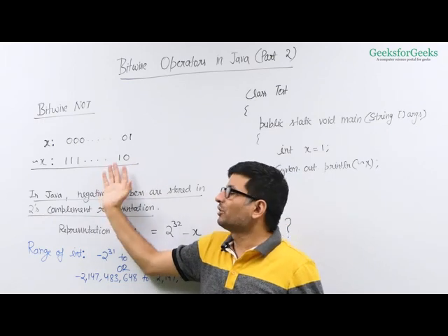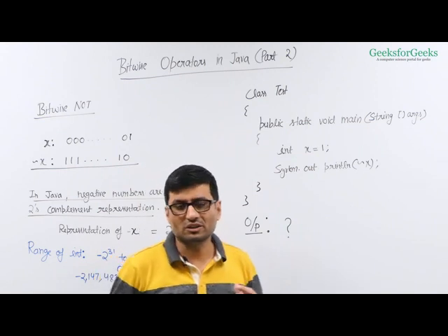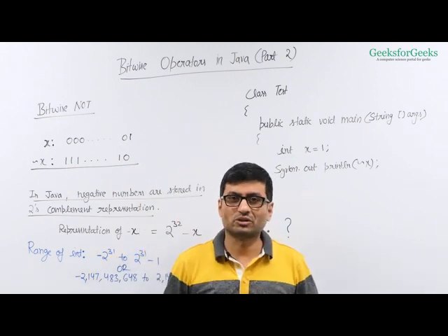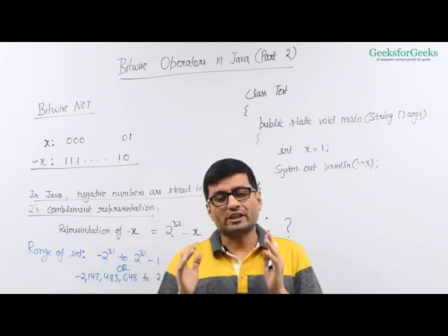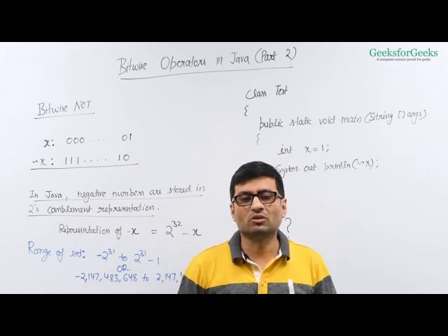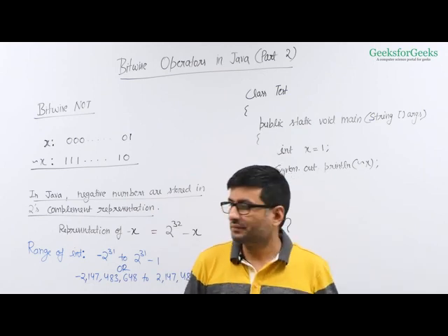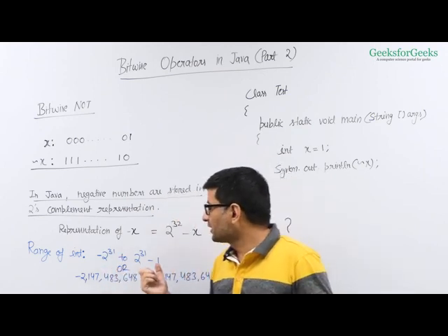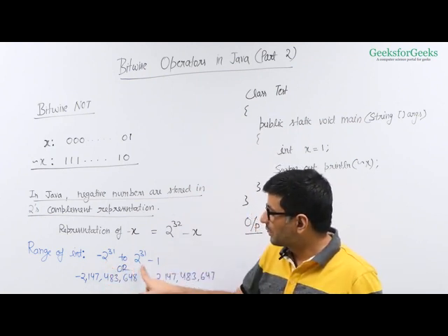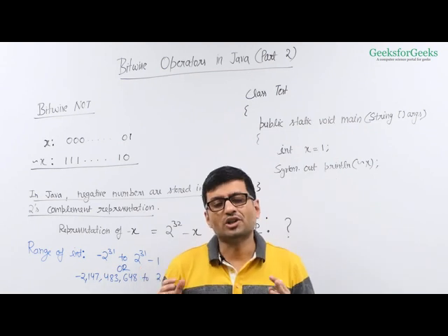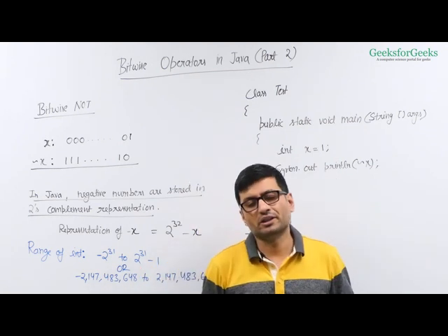Now what is the value of it? What is the integer value that you will get on screen? That is not easy to guess, because it is 31 ones and then a 0. To guess the output, we must know how signed numbers are stored in Java. Java integers have a range from minus 2 raised to the power 31 to 2 raised to the power 31 minus 1.